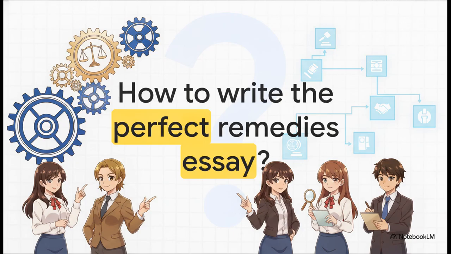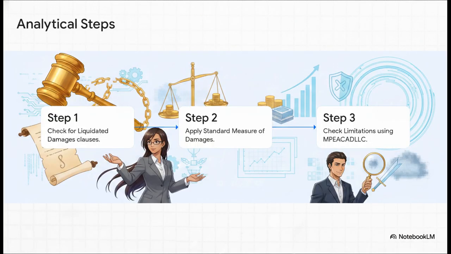You can't just throw all your knowledge onto the page in a random order and hope for the best. You have to show the grader exactly why a specific remedy applies by systematically ruling out the others in a logical sequence. You must march through these steps in exact order. Step 1. Check for an express liquidated damages clause. If it's valid and not an illegal penalty, it is your exclusive remedy, and your analysis stops right there.